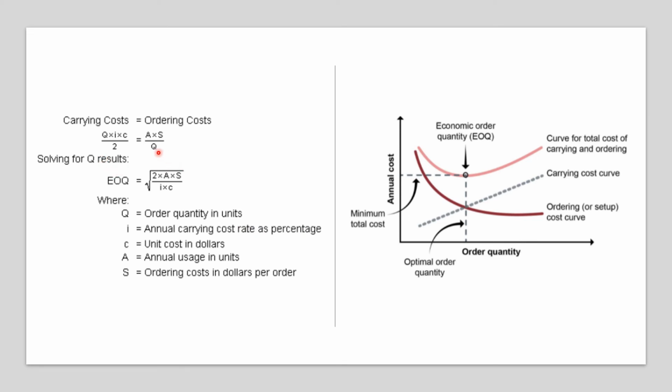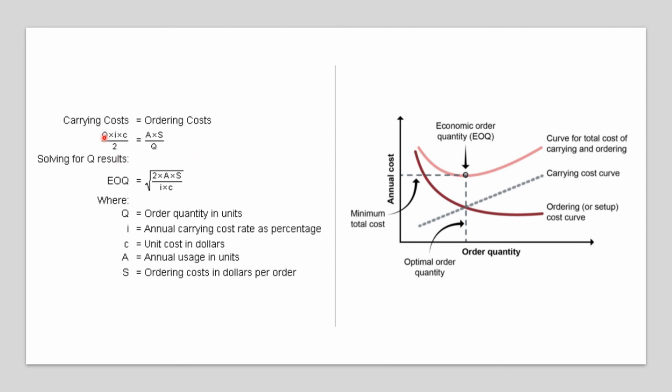Now we just take Q to the left hand side and we take all other quantities to the right hand side. So we would get an equation somewhat like Q square is equal to A into S. This 2 goes to the numerator, A into S into 2, and I and C go into the denominator. So the equation would be Q square is equal to A into S into 2 divided by I into C.